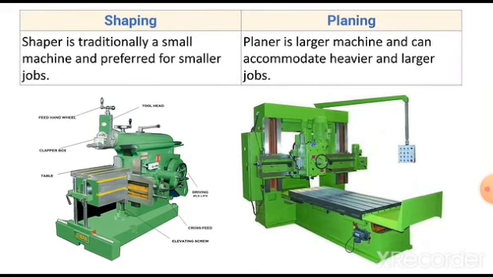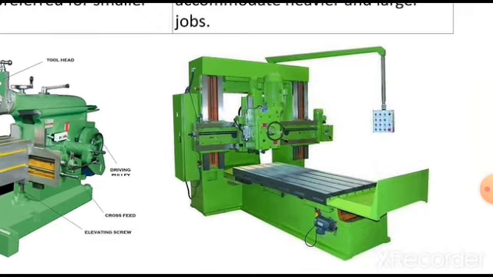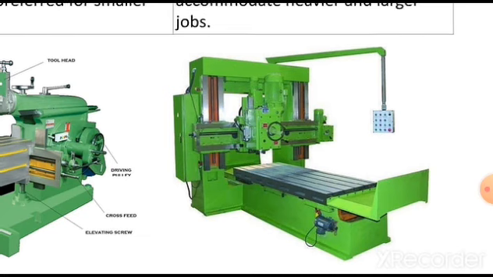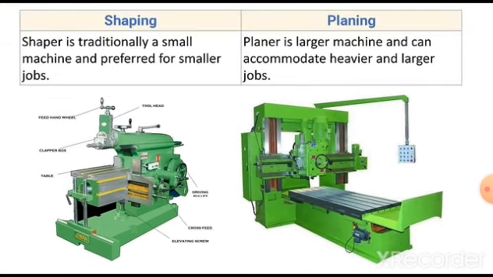Now the planer. The planer is a larger machine and can accommodate heavier and larger jobs. So here you can see the planer machine, which is comparatively large to the shaper machine, and it is basically used for heavy jobs. As it has a very large table, we can fix a long job over that table because it can accommodate heavier and larger jobs.